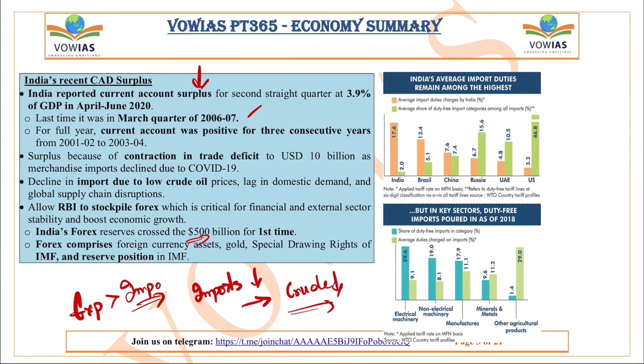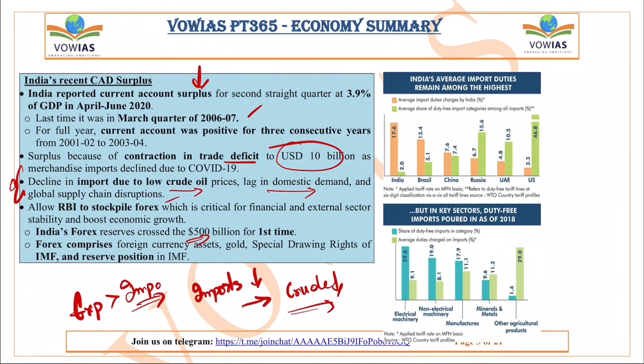Okay? So the surplus here it is given is because of the contraction in trade deficit to up to $10 billion as the merchandise imports declined due to COVID-19. This is one another reason. So decline in import due to low crude oil prices, lag in domestic demand and global supply chain disruptions. So these are the main reasons for the increase of forex reserve for India. Okay, so this decrease in the current account deficit is something that has helped RBI to pile up more reserves, to pile up more forex.